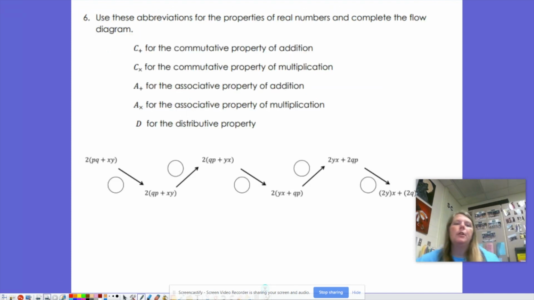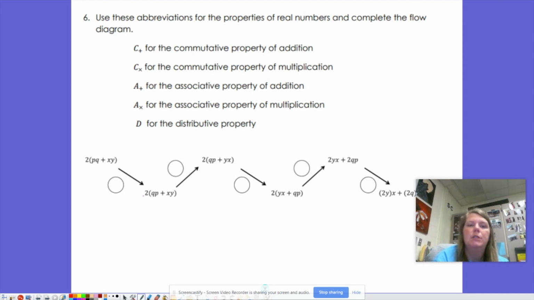Okay, another problem I want to look at, just because the term analogy is just a little confusing. So you're going to use the diagram and the abbreviations to kind of show what's happening in this flow chart at the bottom. So if we look here, we're going from 2 times PQ plus XY, and then we change it to QP plus XY. So the Q and the P switch places. So that tells us commutative property, but these two are separated into commutative property of addition and commutative property of multiplication. We want to look at what's happening between the P and the Q.